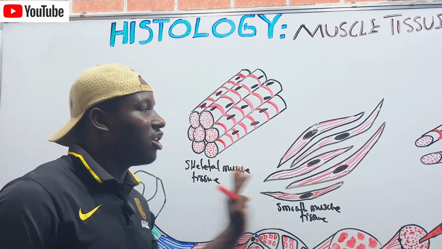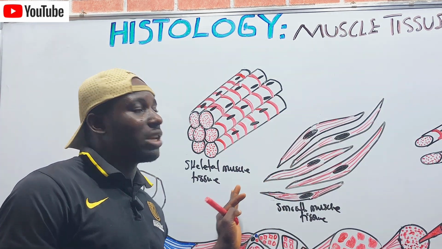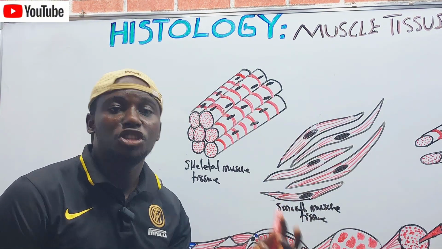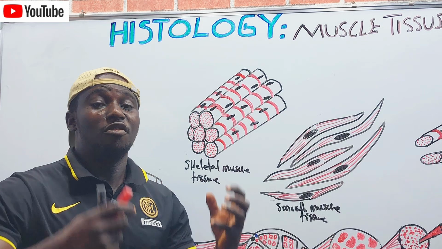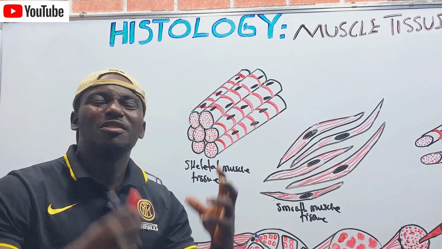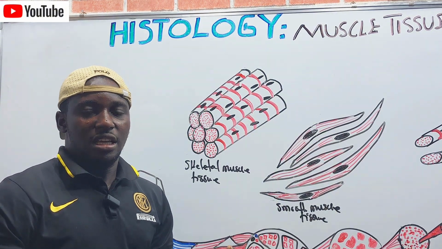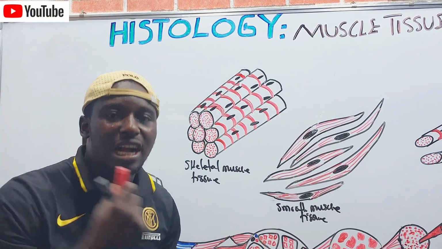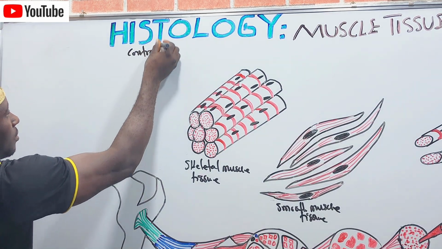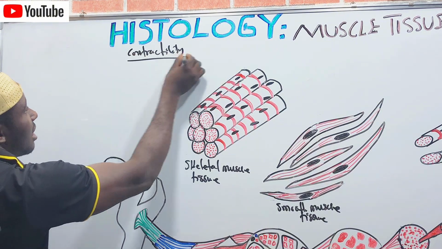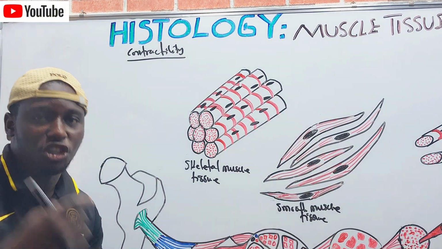So these are the histological classifications of the muscle tissue. They are classified based on morphological and functional properties. One of the defining characteristics of a muscle tissue is its ability to contract, which is contractility. Contractility is one of the defining characteristics of a muscle tissue.